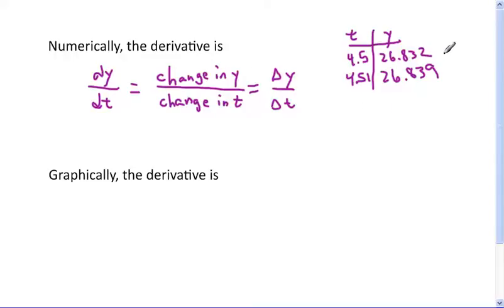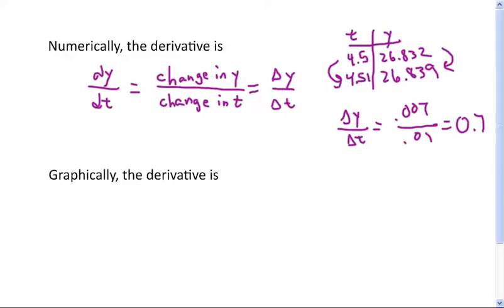Okay. And so then you would compute this. How much did y change by when it went from here to here? It changed by 0.007. And how much time elapsed? How much did t change by? It changed by 0.01. And so I think we get 0.7 there.